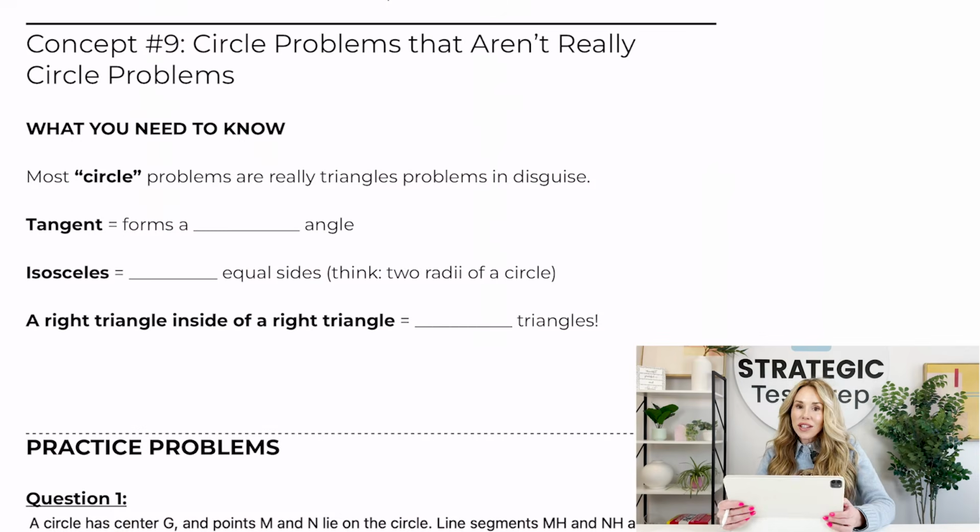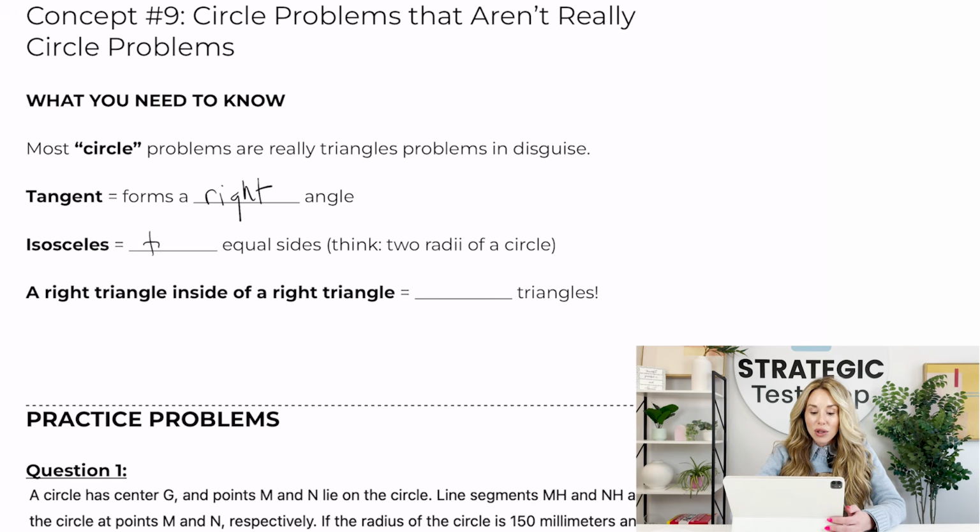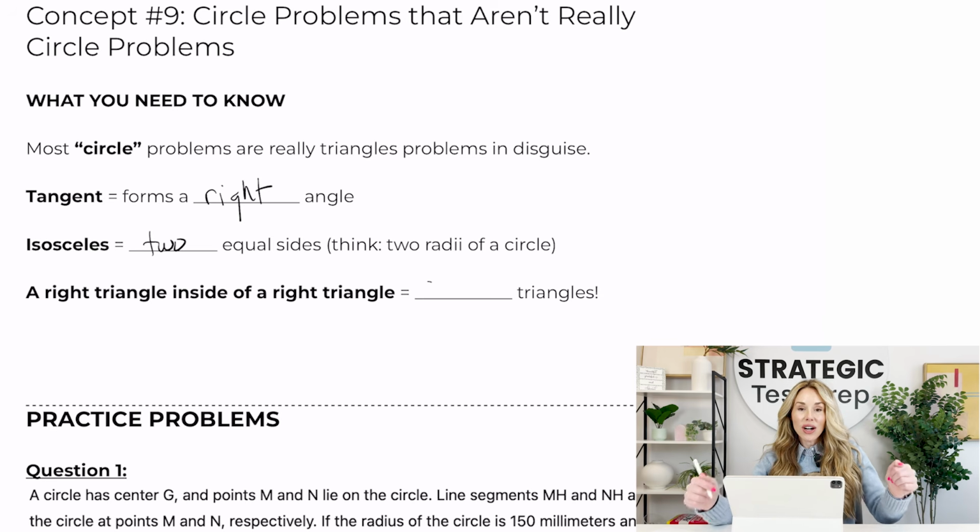First, let's go to page 282 in our math workbook because I want to fill in some necessary notes that you need to know to get these questions right. Tangent means it forms a right angle. Isosceles means it has 2 equal sides. So think 2 radii. That usually works well if you need to draw in a triangle inside of a circle. And a right triangle inside of a right triangle: typically they'll give you a right triangle and then they'll cut it into 2 smaller right triangles inside. They are all similar to each other.